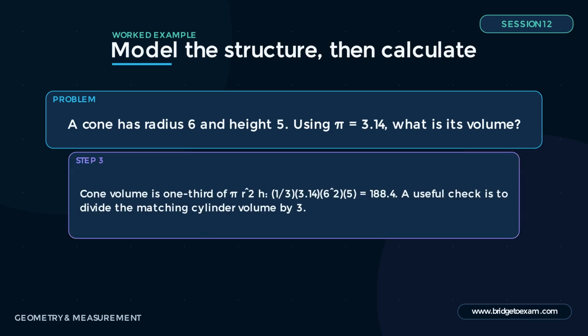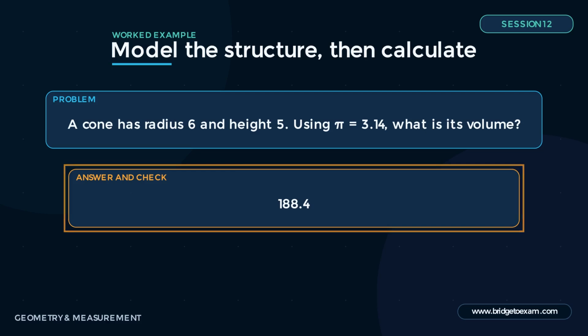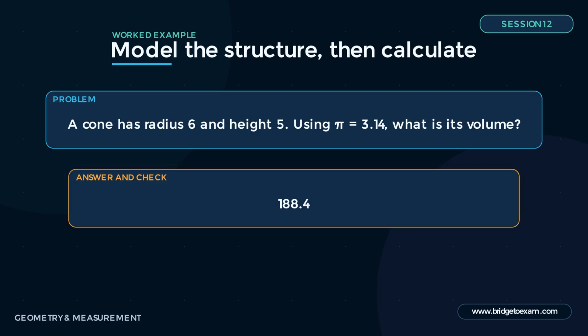Step 3 carries out the mathematics. Cone volume is 1/3 of pi r squared h: 1 divided by 3, times 3.14, times 6 squared, times 5, equals 188.4. A useful check is to divide the matching cylinder volume by 3. The answer is 188.4. Now verify the result against the original wording. The quantity, numerical size, and unit must all make sense together.